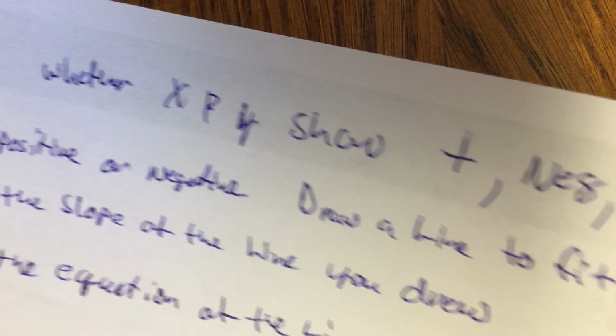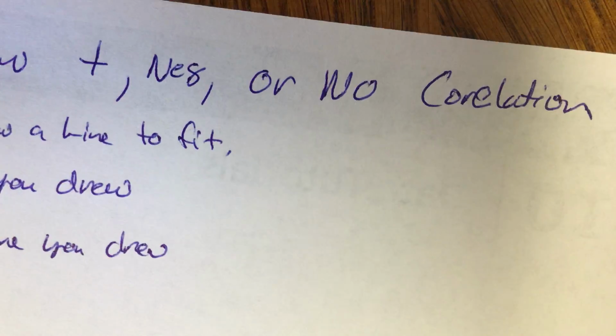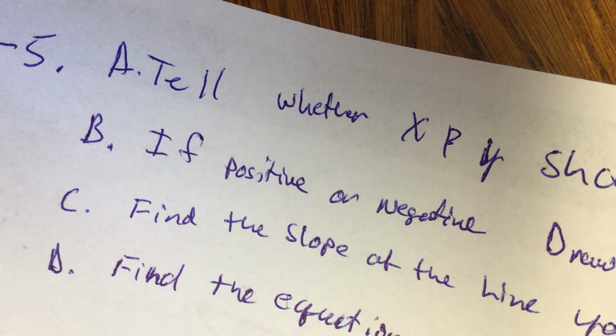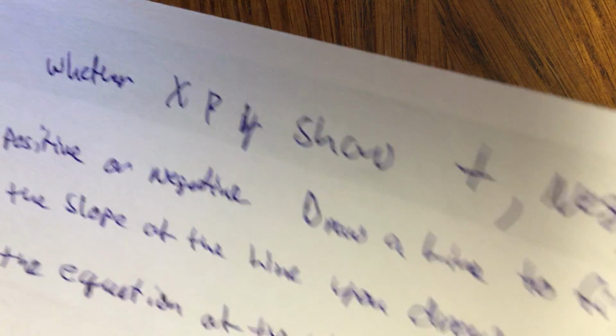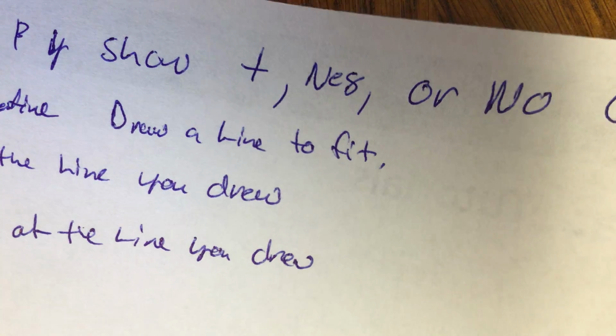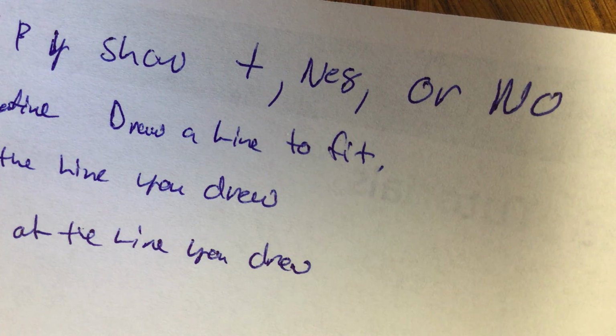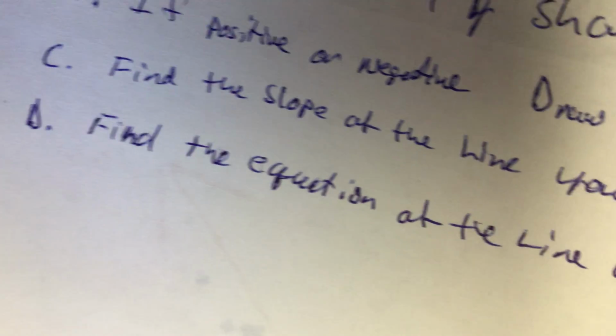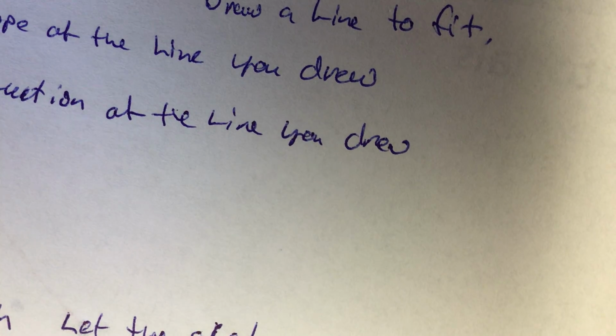A is just what it says. Tell whether x and y show a positive, negative, or no correlation. And then on B, if it's positive or negative, draw a line to fit. You can pick your own points, but again, try and make 2 points that show some up and some below, and make sure that they're points that you can use that are on the graph. They don't have to be actual points of the data. Then C, find the slope of the line you drew, and D, find the equation of the line you drew.